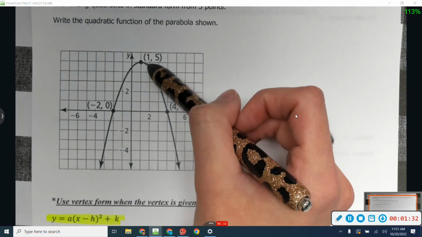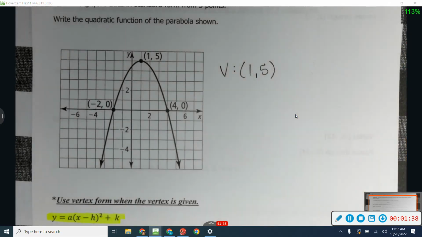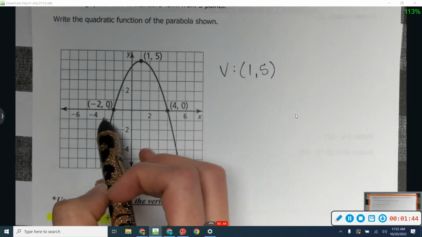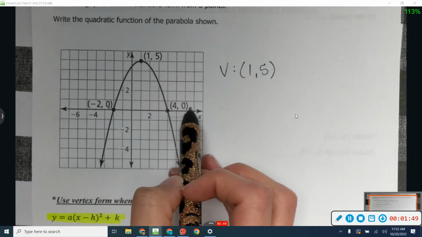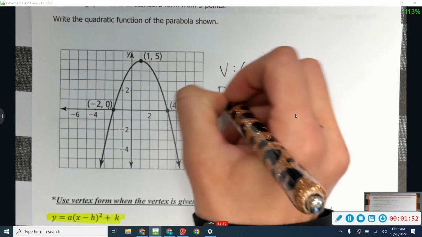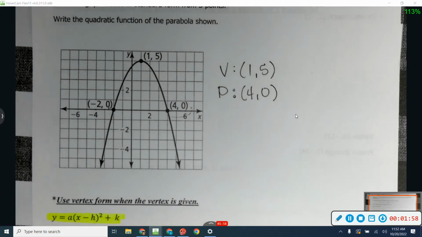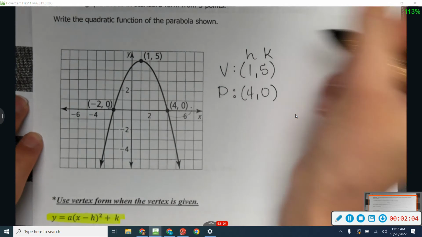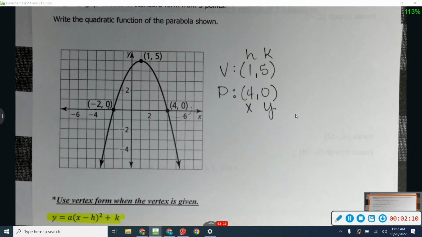So if I'm providing you a graph, I'm giving you this vertex. My vertex is (1, 5). Now I've got 2 points labeled. It doesn't matter which point you choose for your (x, y). I'm going to choose the positive one because I don't want to have to deal with negatives if I don't have to. So I'm going to choose (4, 0) as the point that the graph crosses through. My vertex I label (h, k) and the point I label (x, y). Always. Vertex is always (h, k). The point will be (x, y).